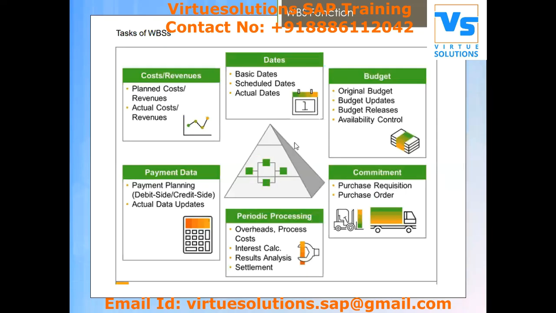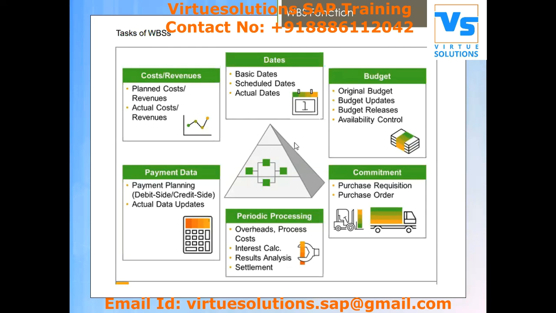So these are the basic high levels of WBS functionalities. We can do the schedulings, the cost plannings as well as the revenue plannings, the budget plannings, then the payments plannings. We can do the commitments, like PR, POs can be created against those WBSs automatically. Then we can do the period ending process, like whatever the overhead cost, whatever the interest relevant cost against those projects, the result analysis, settlements. These are things we can do against the WBSs.